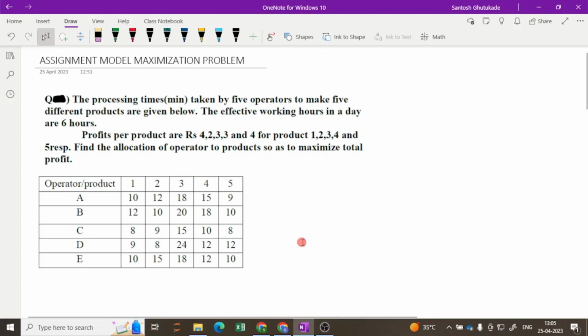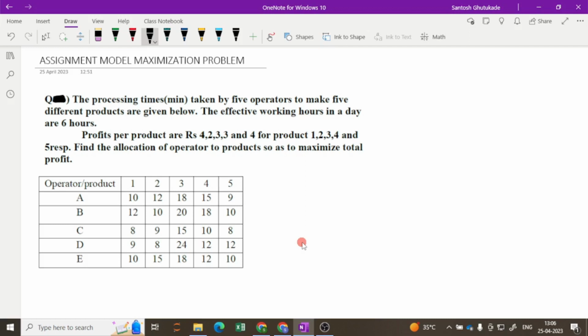Hi students, today we will see the assignment model maximization problem. The problem is: the processing time in minutes taken by 5 operators to make 5 different products is given below. The effective working hours in a day are 6 hours. So we will see the table.